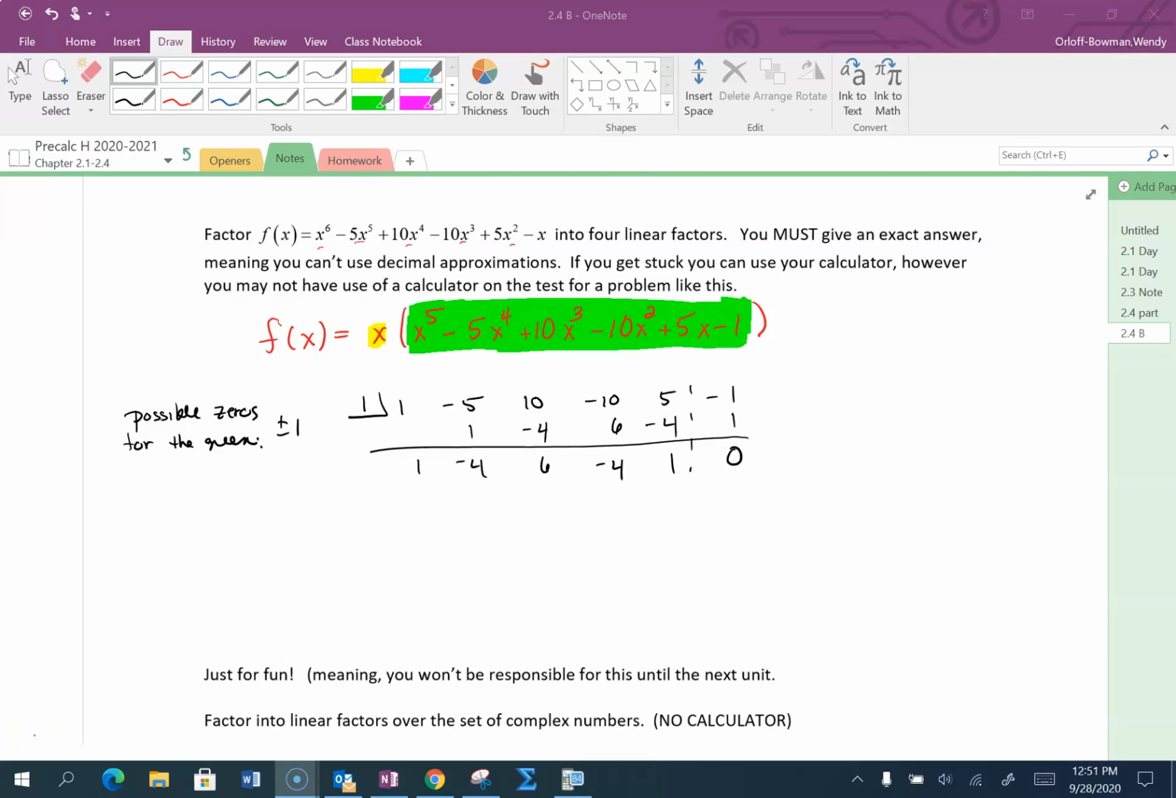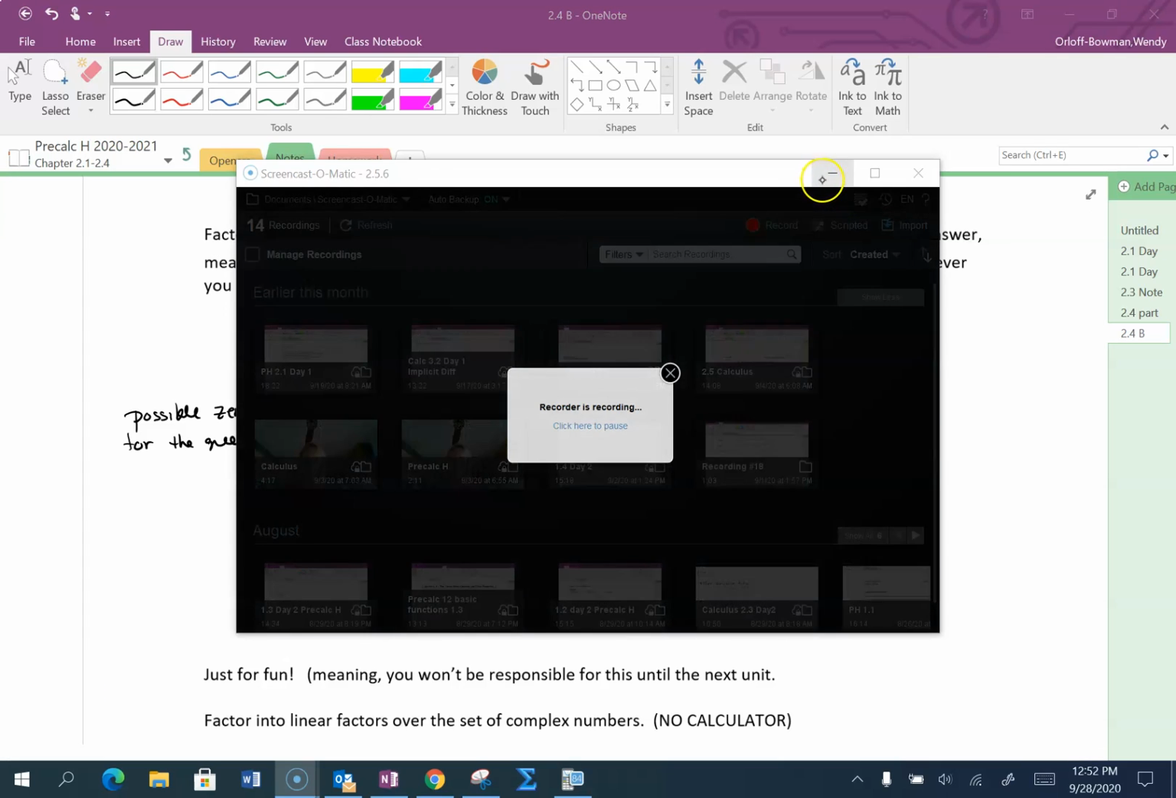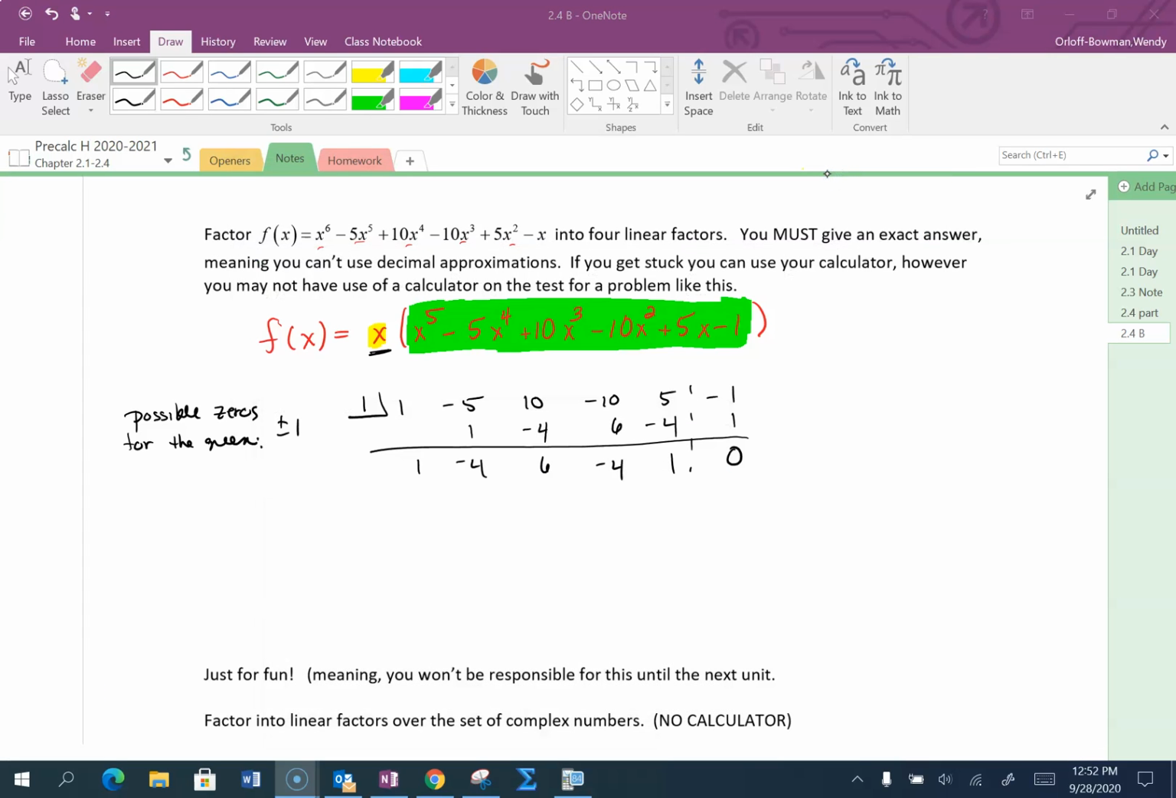So aside from a 0 being 0 because of this x being out here, I just confirmed that 1 is also a 0. But now this is only a 4th degree, so I need to keep doing my division to reduce this down. So go ahead and pause this video and try to find another 0. So I learned that 1 is another 0.